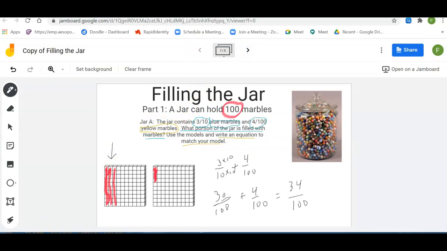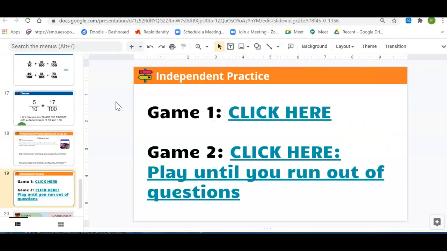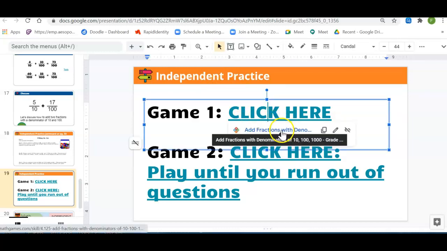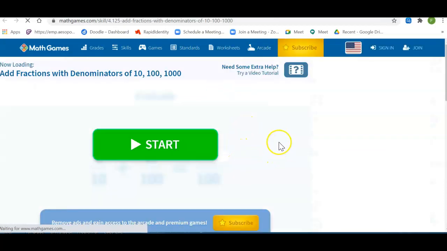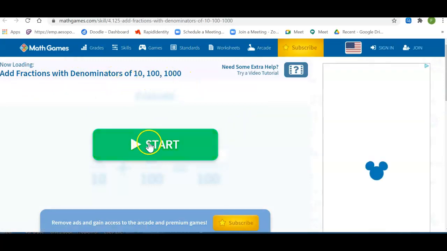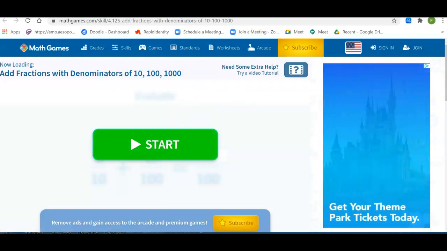So this is a Jamboard. Remember, you could have done it on the Jamboard or on page 33. Now there's also an additional practice here for you. So after you finish the Jamboard, there's more independent practice, just some games for you to practice with. And there's a math game for that first one where you can just kind of go in and practice with your adding fractions with denominators 10, 100, 1000. So start it and just spend a few minutes practicing with the fractions.